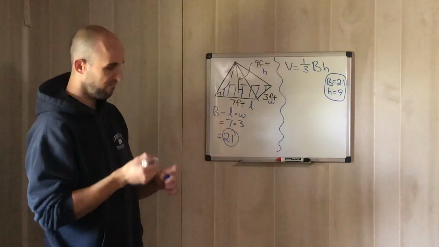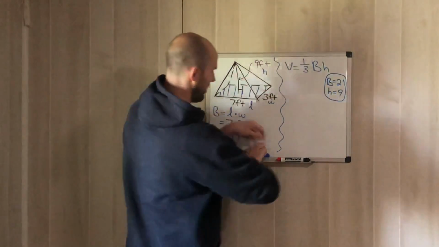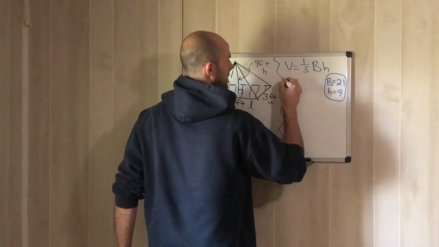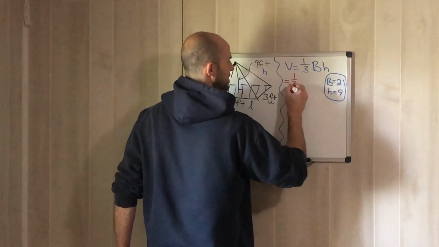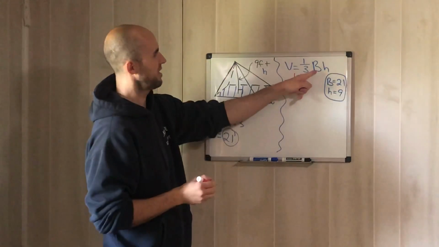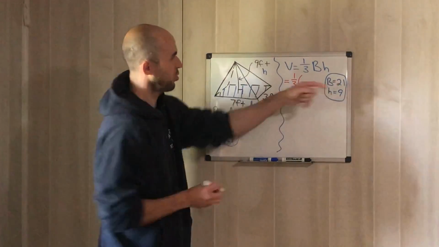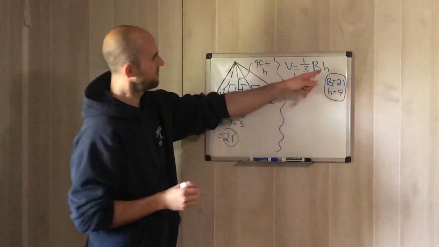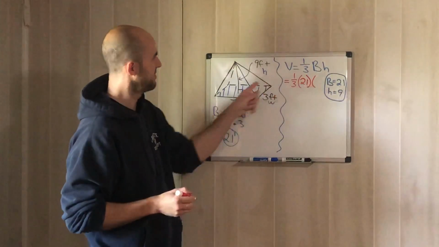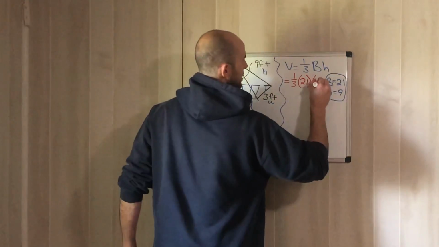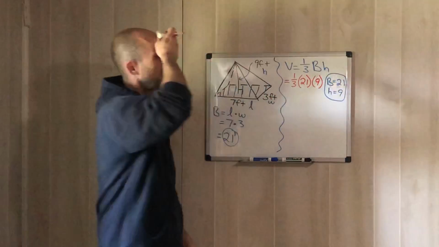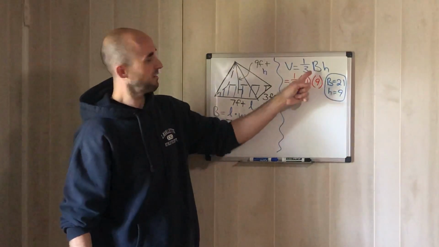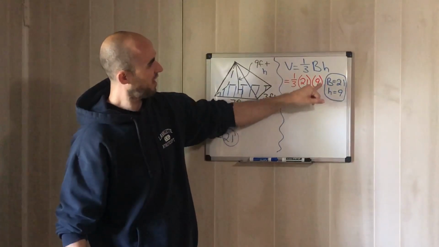And now once you have that, let's just substitute it into our formula, right? So we have our formula, a third of the area of the base times height. So we're gonna have a third times the area of the base, which is 21, times the height, which is gonna end up being 9. So we have that formula there. We know that the third stayed the same. We know that the area of the base is 21. We know that the height is 9.